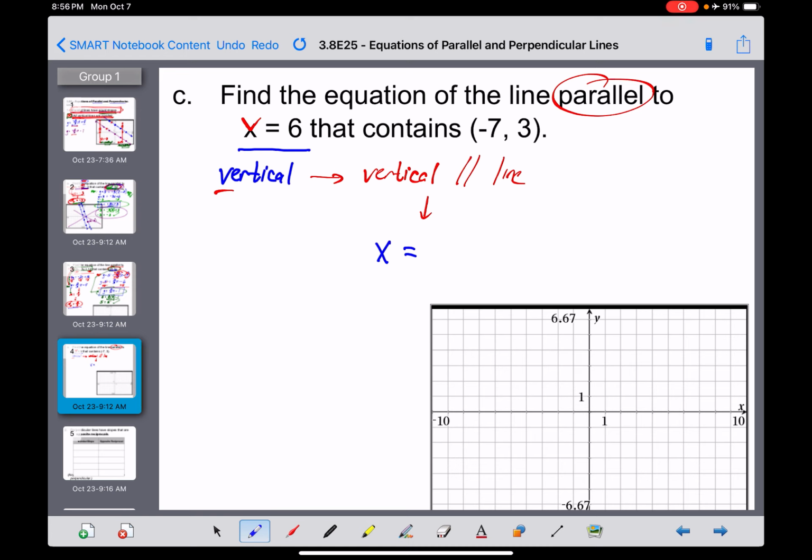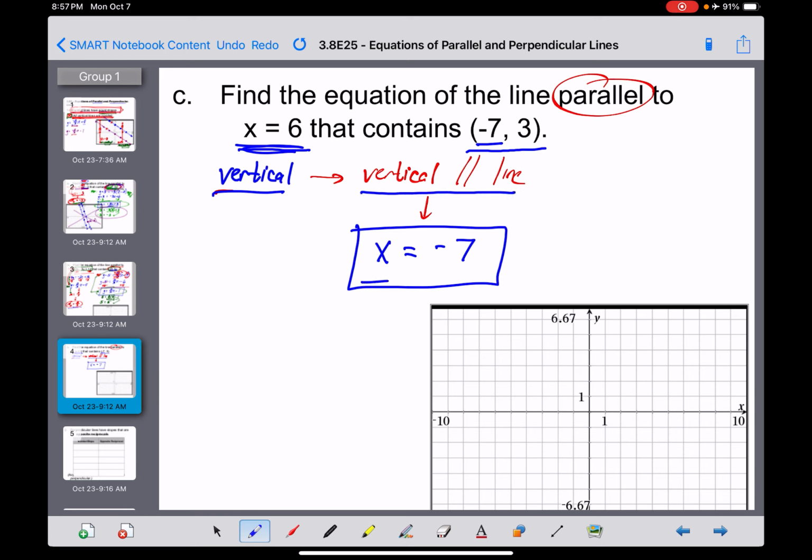Now, we know that our line has to pass through the point -7, 3. So what is the x-coordinate of that point? -7. We are done with this problem, guys. That is all you needed to do. We needed to recognize that the original line they gave us was vertical, that anything parallel to a vertical line has to be another vertical line, that the equation of every vertical line is x equals a constant, and the constant was just the x value here of that point, which was -7.